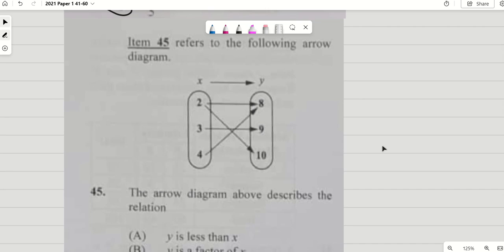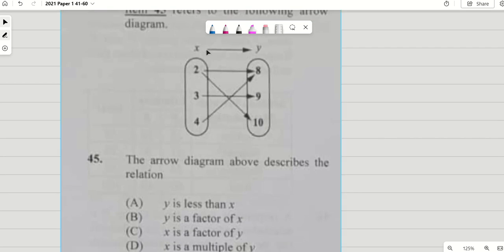Right? Item 45 refers to the following arrow diagram. Right? We did this already. The arrow diagram, which describes the relationship. So what is the relationship between x and y? Is y less than x? No, it is not. Right? Is y a factor of x? Is 8 a factor of 2? It is not. Right? Y is not a factor of 2. So y is not a factor of x, right?